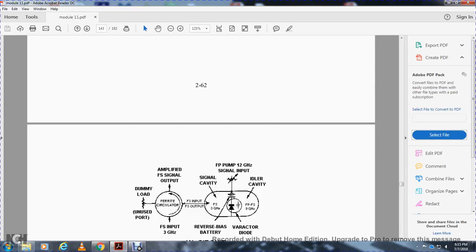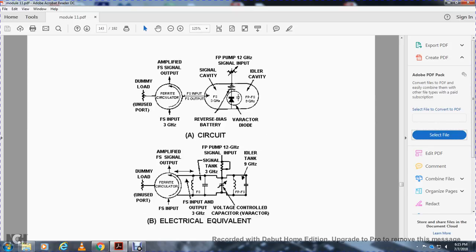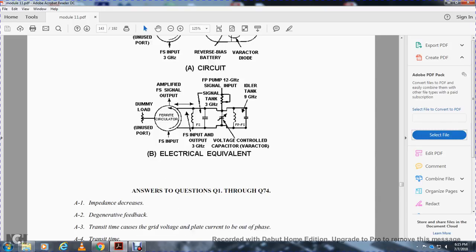Shown are the unused port with dummy load, the amplified FS signal output, FS signal input, ferrite circulator, FS output, input, and output. The signal cavity is a 3 gigahertz signal tank. The FS pump is a 12 gigahertz signal input. The idler tank is 9 gigahertz. Also shown are the varactor diode, reverse bias battery, voltage control, and capacitor.